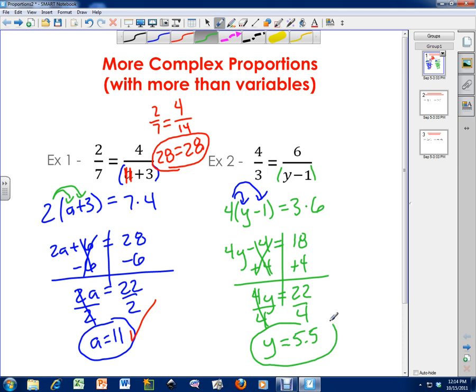Again, if you want to double check to see if this is correct, plug that 5.5 in for the y, and when you cross multiply, they should balance out and equal each other. They do in this case. I'm just not going to do it because otherwise this video would become super duper long.